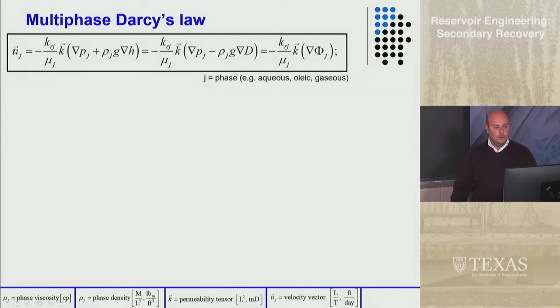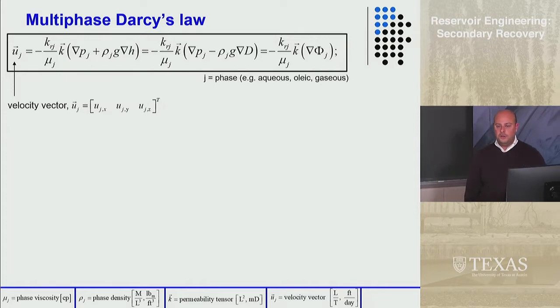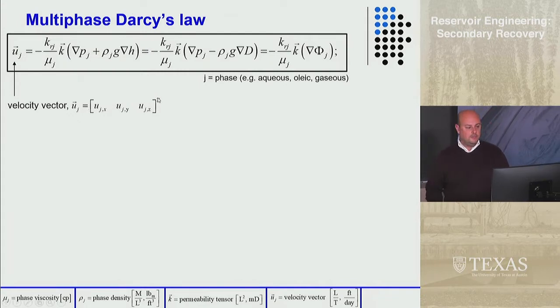So U is the Darcy velocity, okay? And in general, that's a velocity vector. It can have an x, y, and a z component. If it's only in one dimension, then it's just U. It's a scalar. But you can have 3 dimensions, and that's why it's a vector. And usually I write it as a column vector. I wrote it as a row vector, but then transposed it, which makes it a column vector.